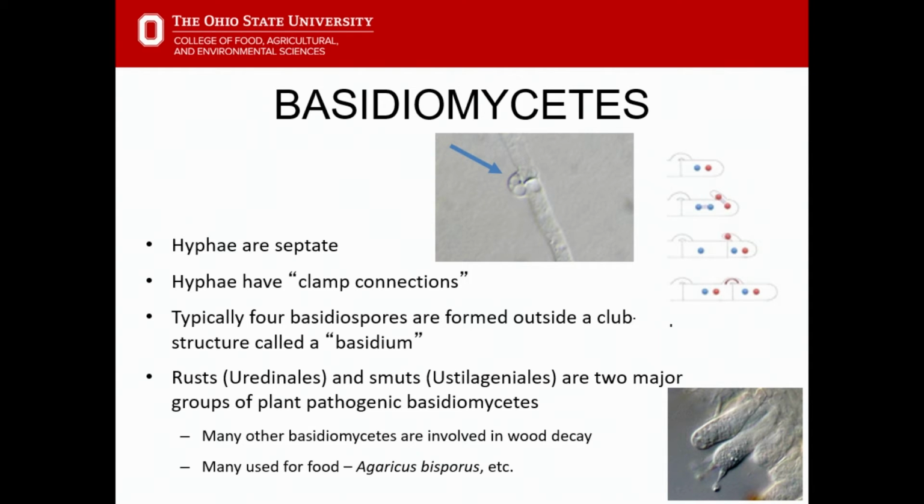The rusts and smuts are 2 important groups of plant pathogenic Basidiomycetes. Many others are involved in wood decay, and Rhizoctonia is also a Basidiomycete. Many edible mushrooms are also Basidiomycetes, such as the button mushroom. They are also called gill fungi because the basidia are formed in gill-like structures in the fruiting bodies.